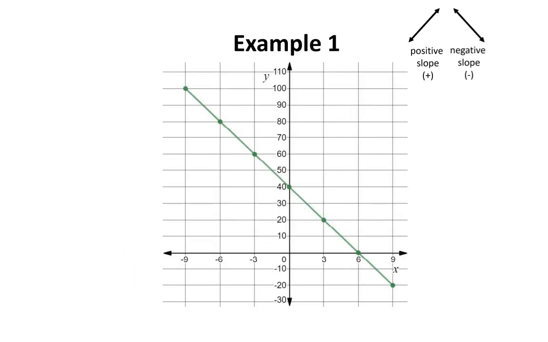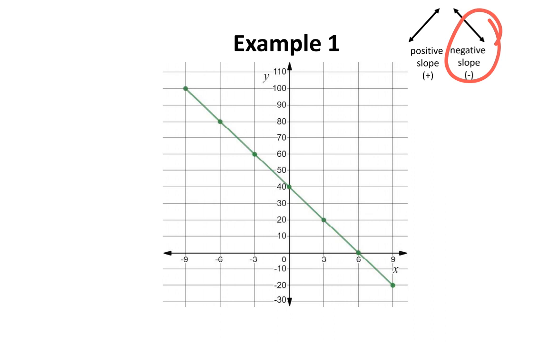In our first example, we need to find the slope of this green line. I want you to take a minute and look at the shape of this green line. Is it pointing upwards or is it pointing downwards? It is definitely pointing downwards, which means it must have a negative slope.